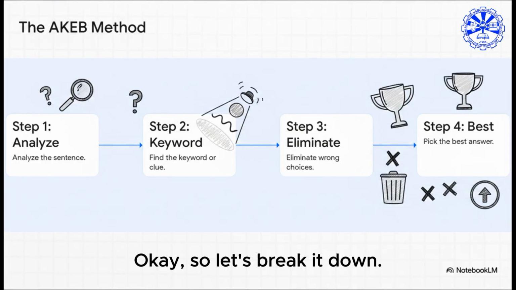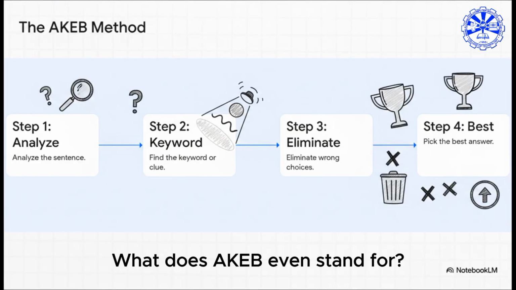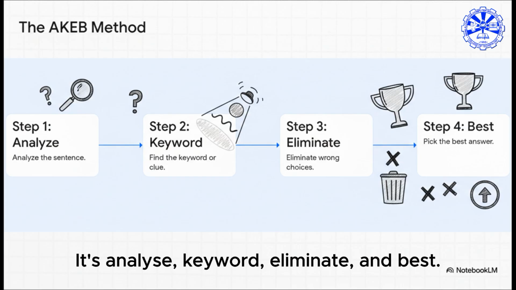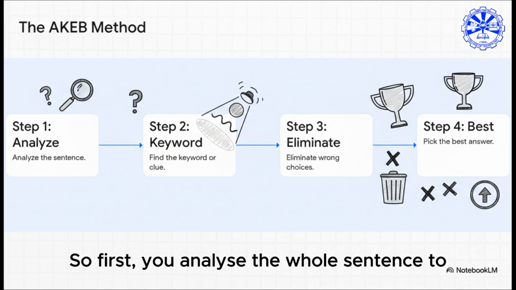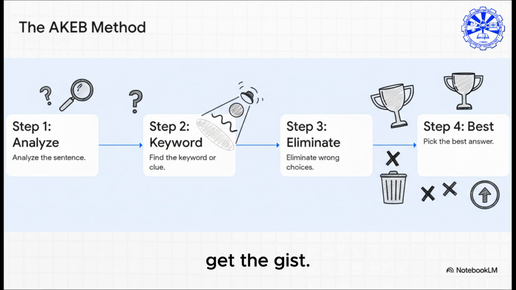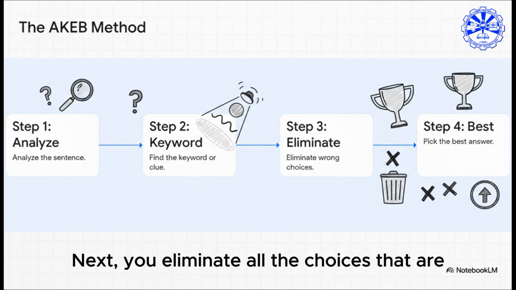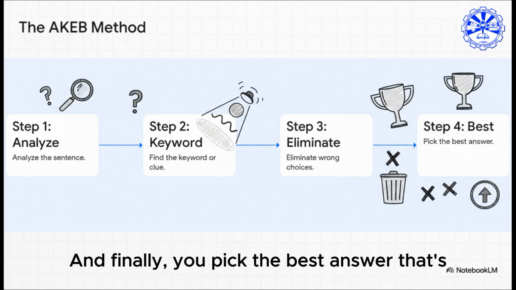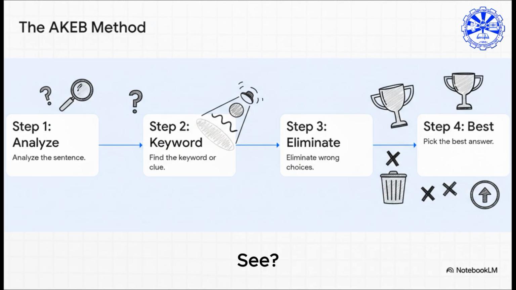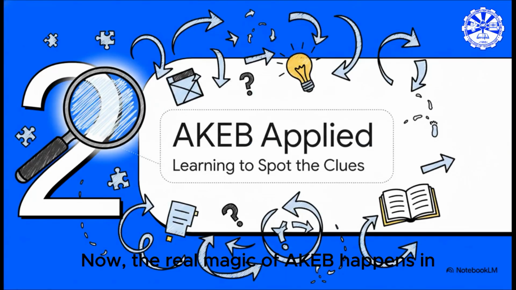Okay, so let's break it down. What does AKEB even stand for? It's analyze, keyword, eliminate, and best. So first, you analyze the whole sentence to get the gist. Then you hunt for a keyword or a clue. Next, you eliminate all the choices that are obviously wrong. And finally, you pick the best answer that's left. See? Simple. Now, the real magic of AKEB happens in that keyword step.